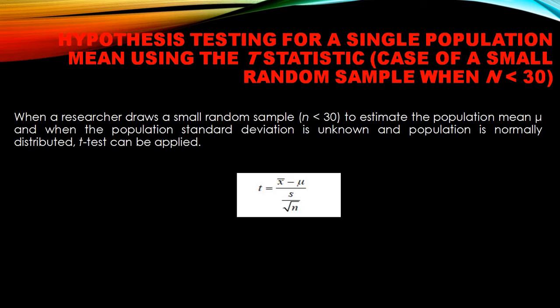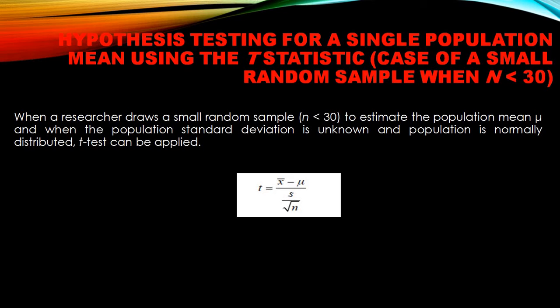Okay, so should I recap the entire thing? Number one, the sample size has to be less than 30. Number two, the standard deviation of the population should be unknown. Number three, the population should be normally distributed. Under these three circumstances, you can apply the T-test.